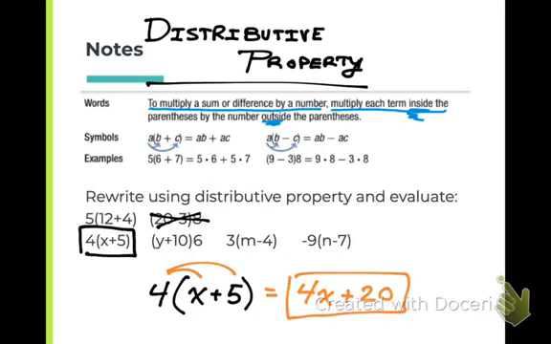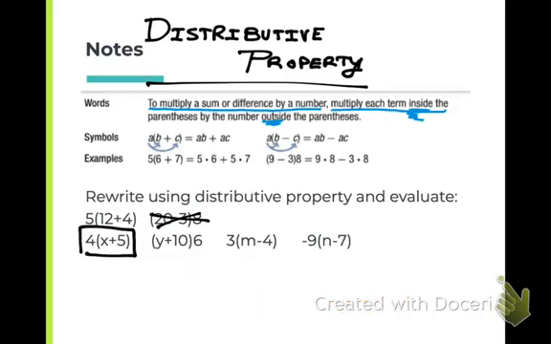All we're doing today is simplifying. We are not going to solve. We're not going to be able to find out what x equals because we don't even have an equals sign here. All that we have is an expression, and our goal is to just simplify it and get rid of those parentheses. Let's try another one.